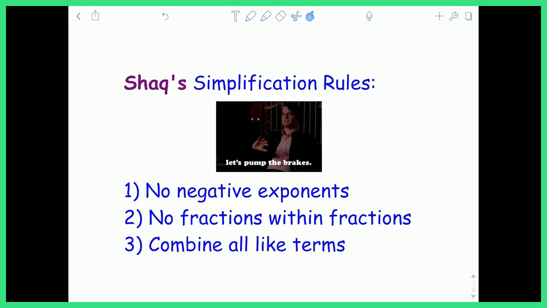Number one, you're not allowed to leave negative exponents in your problem. Make sure you adjust the problem so it doesn't have any negative exponents. Number two, you're not allowed to have any fractions within fractions. So if you have a fraction and in the numerator or the denominator, you also have another fraction, you get rid of those. Make sure you multiply by some denominators to get rid of those fractions within fractions. And number three, make sure all of your like terms are combined. So don't leave any x's or x squareds uncombined with any like terms. If you follow those rules and you can say yes to all three, then your derivative is probably as simplified as it needs to be.